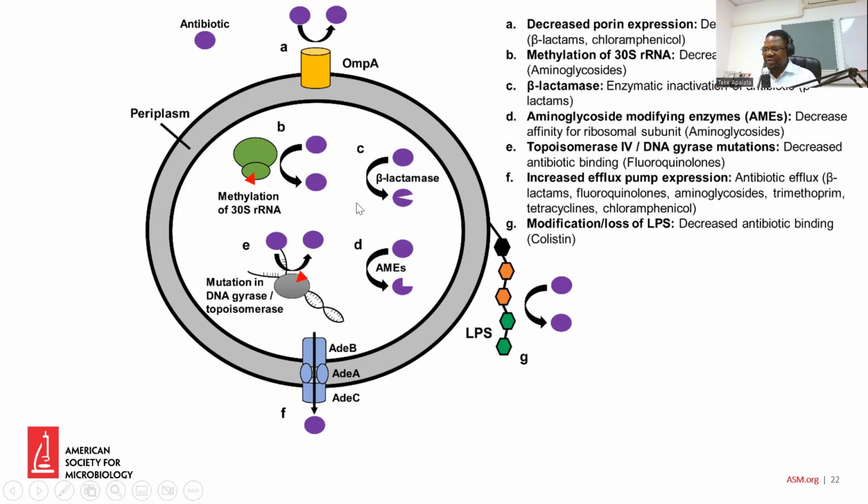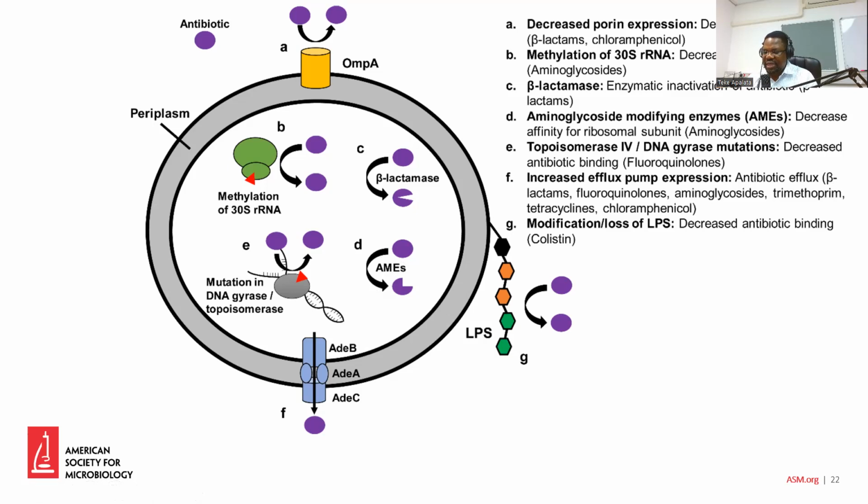And in C, we can see that mutation leads to a production of an enzyme like your beta-lactamase, and that will lead to an enzymatic inactivation of antibiotics, mainly our beta-lactams. And in D, we have aminoglycoside modifying enzymes that will lead to the decreased affinity for the ribosomal subunit. And this mechanism is also valid for aminoglycoside.